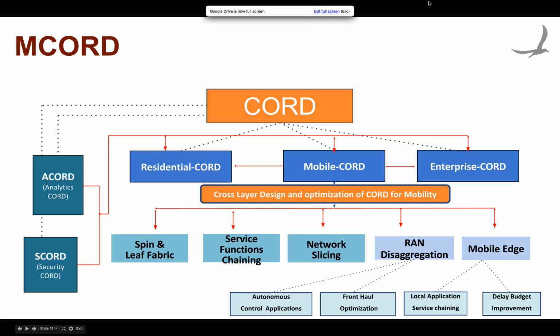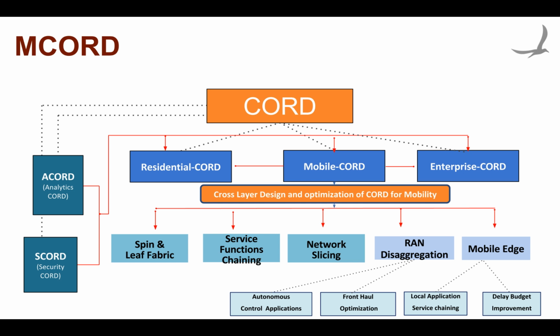Yeah, the code is now getting bigger. As you already see, the residential code, which you already did, is the original code, and we want to expand the same architecture to the mobile code and enterprise code. And our code, which is analytics, and ACORD, which is for security, are used in common for residential, mobile, and enterprise together.